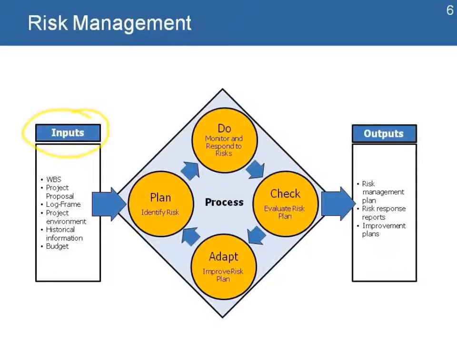Let's look at our process where we have our inputs. We have the WBS, project proposal, the log frame, sources of information that help us identify risk. We also include the project environment and historical information to look at previous projects and what was their experience in that type of environment. We plan by identifying the risk. We monitor and respond to risks. We check and evaluate our risk plan, and we adapt and improve our risk plan. Key outputs of these processes include a risk management plan, risk response reports, and improvement plans.